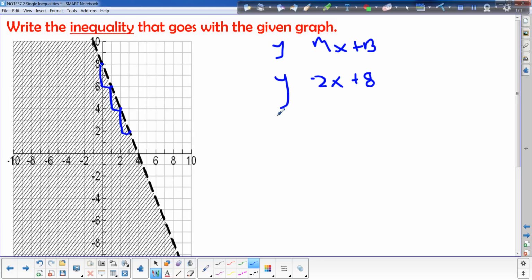Now we just have to figure out, is it a less than? Is it a greater than? Is it an equal to, or is it not equal to?